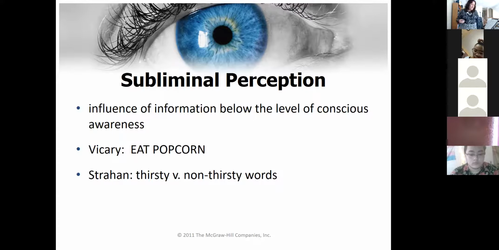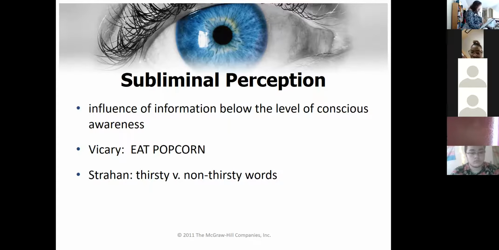One of the things psychologists got really interested in the 1950s was the idea of subliminal perception. This is the idea that there might be information below the level of conscious awareness that could still influence us. That even though we didn't realize we could detect it, we still were.